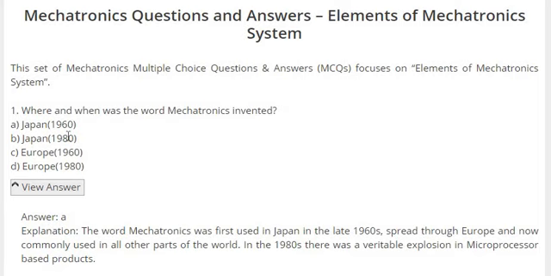Answer is A, Japan in the year 1960. So the word mechatronics was first used in Japan in the late 1960s. It spread through Europe and is now commonly used in all other parts of the world. In the 1980s, there was a versatile explosion in microprocessor-based products.